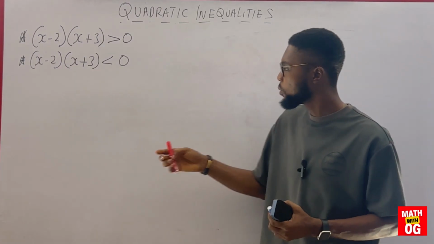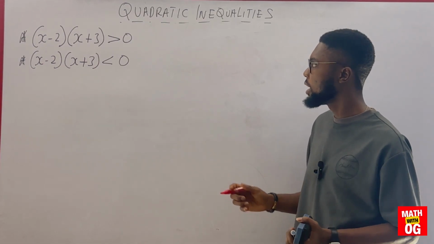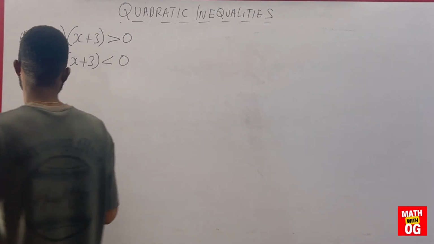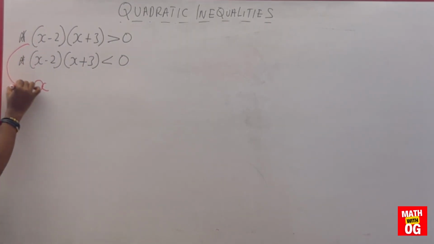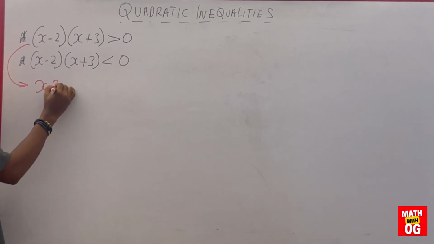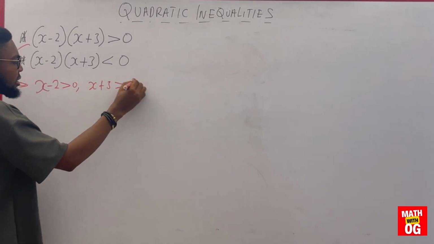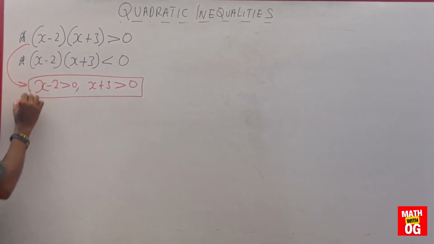Now whenever you see a question like this, starting with the very first question, (x minus 2)(x plus 3) to be greater than 0, on no account should you try something like this. So we are solving this. On no account should you try something like this: x minus 2 is greater than 0 and x plus 3 is greater than 0. This is partially correct, but it's not correct.